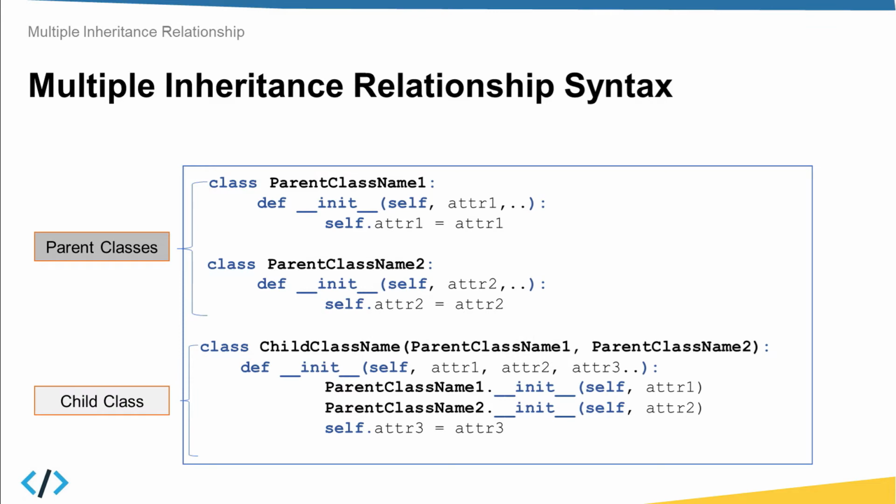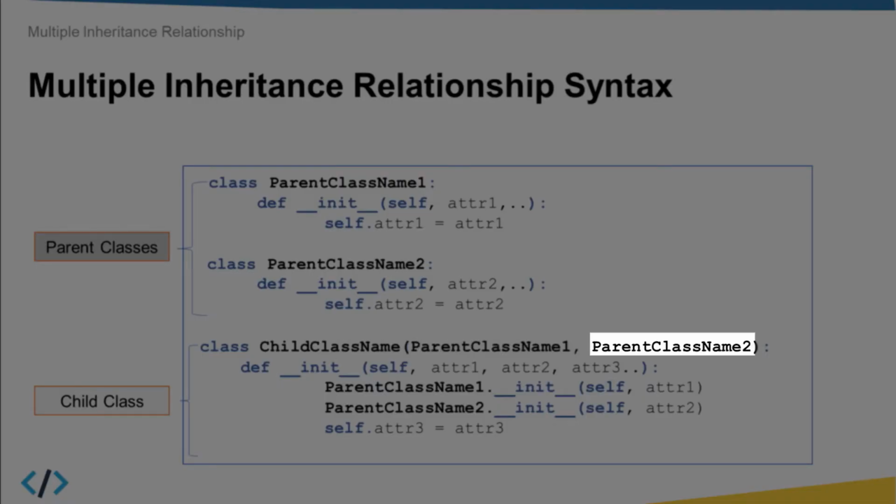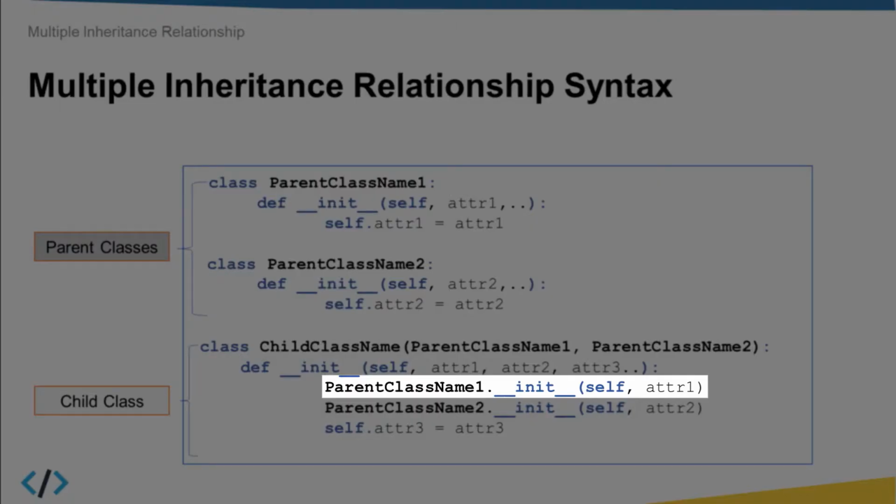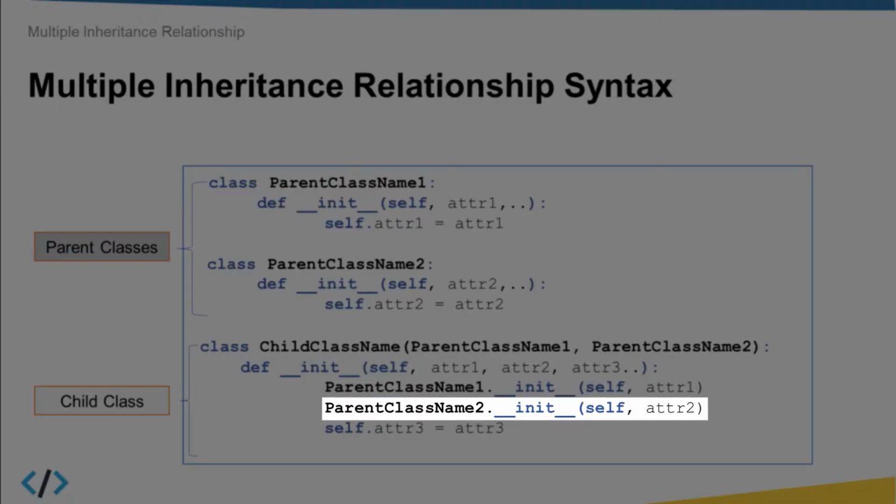After this, you have to create the child class, and in my case here, it's named child class name, and you will see now that this class inherits 2 classes, parent class name 1 and parent class name 2. And you will see that the constructor of this class now accepts 3 attributes, attr1, attr2, and attr3. attr1 belongs to the first parent, attr2 belongs to the second parent, and attr3 is a new attribute which belongs only to the child class.